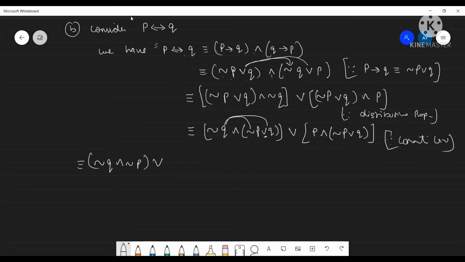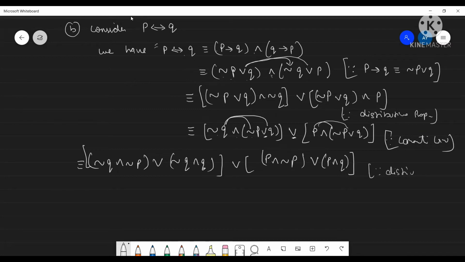Or negation Q and Q. This is finished. Now I'm writing this. Or again, you have to distribute this one: P and negation P. This is finished. Or P and Q. Since this is by the distributive law, we are just distributing and writing it. So this is by the distributive law.